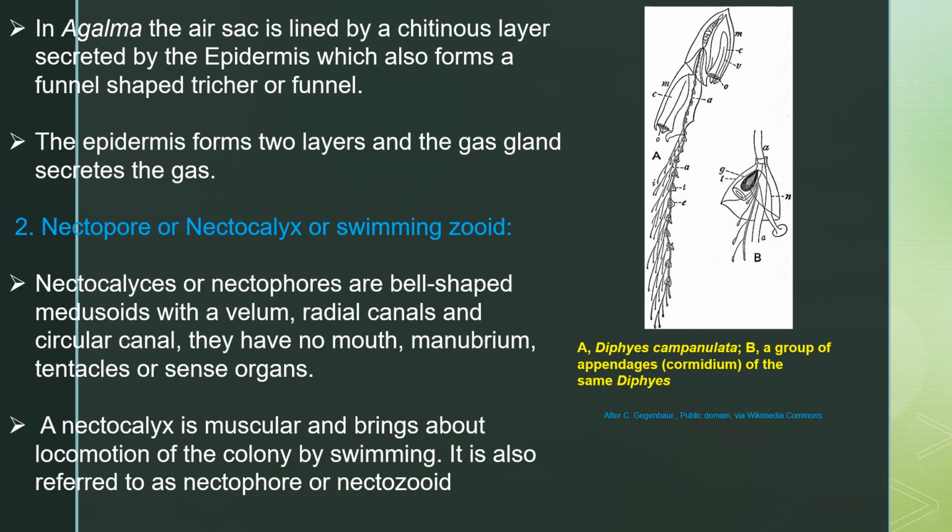Nectocalyces or nectophores are bell-shaped medusoids with a velum, radial canals, and circular canals. They have no mouth or manubrium or tentacles or any kind of sense organs. A nectocalyx is muscular and brings about locomotion of the colony by swimming. It is also called a nectophore or nectozooid.